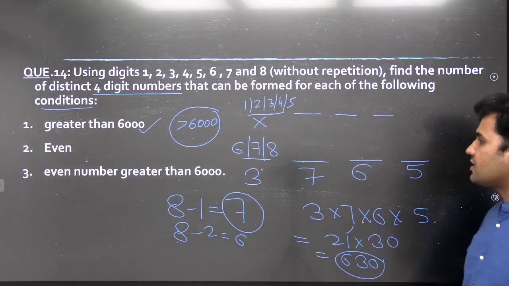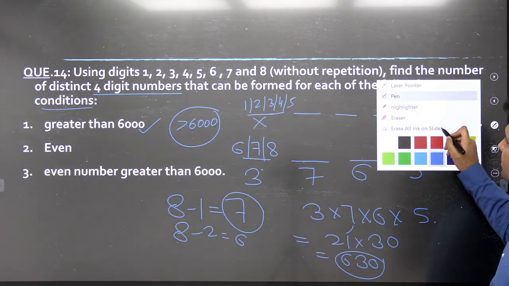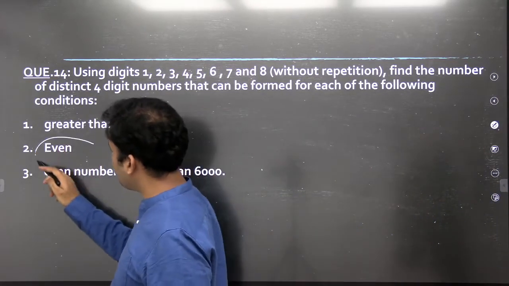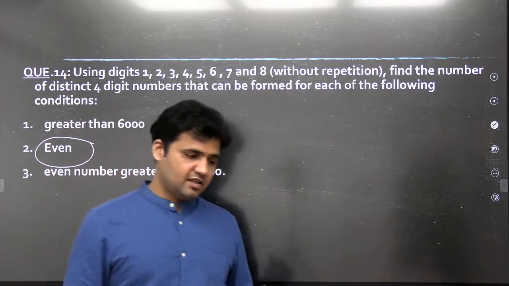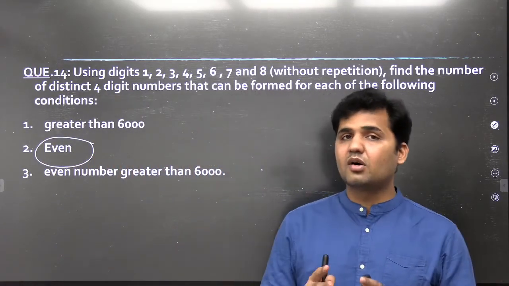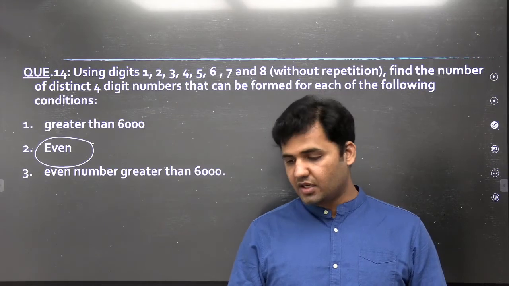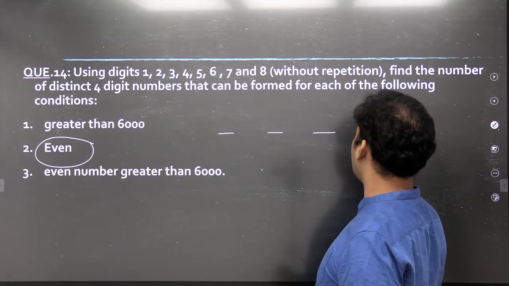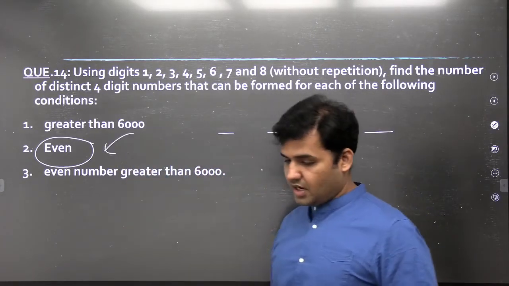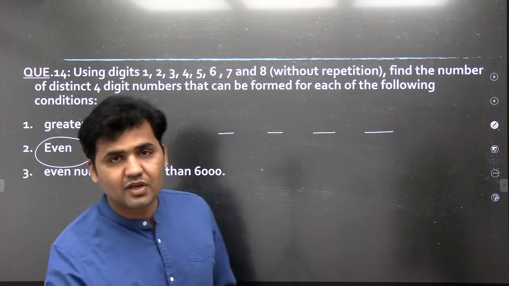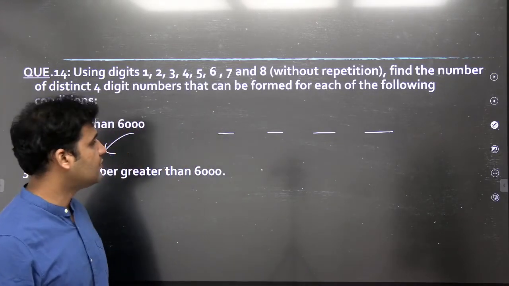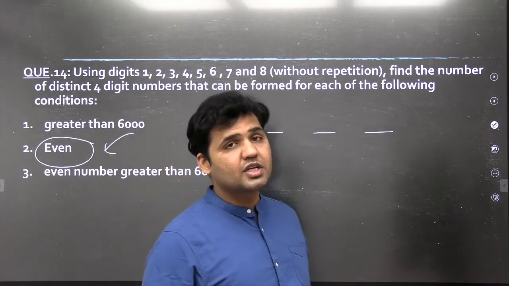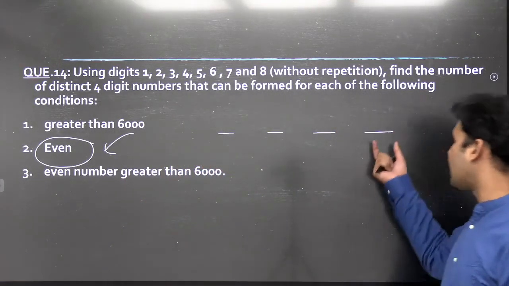Now look at the second condition. In the second case, we have been given the condition that the number has to be even. Now, as I explained to you in the previous video lesson, in all such questions of numbers and digits, you first have to satisfy the condition. We are making a 4-digit number and I have to make sure the number is even. How can a number be even, guys? A number will be even when the unit digit of that number is even. If the unit digit is odd, the number will be odd. If the unit digit is even, the number will be even. Unit digit means this last digit.